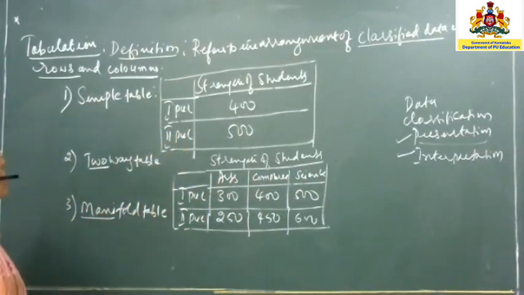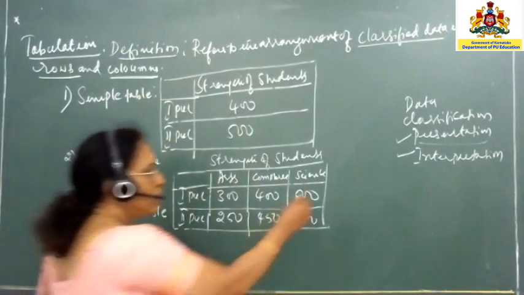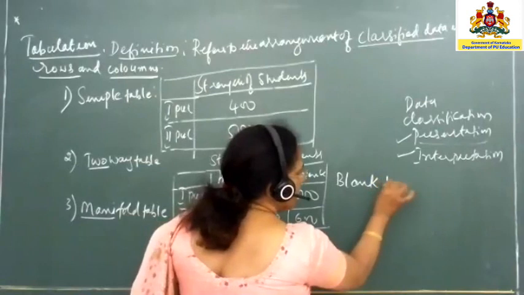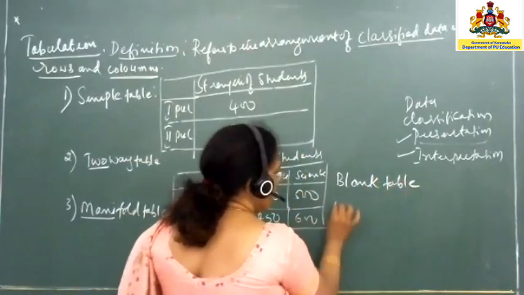Now among these three, again you have what is called a blank table. Another one, the numerical table.